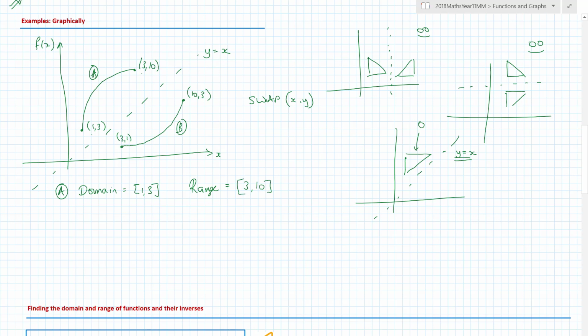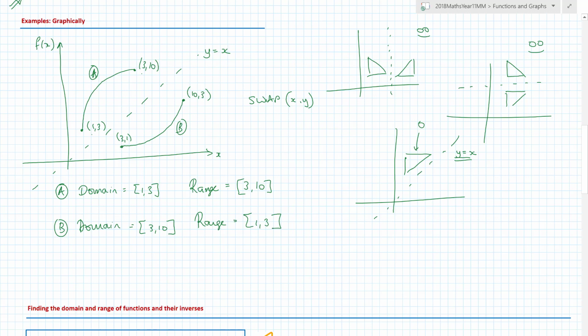Yay! Now look at line B. And again, answer me the question, what is the domain and what is the range of line B? Well, the domain is [3, 10], and the range is [1, 3].